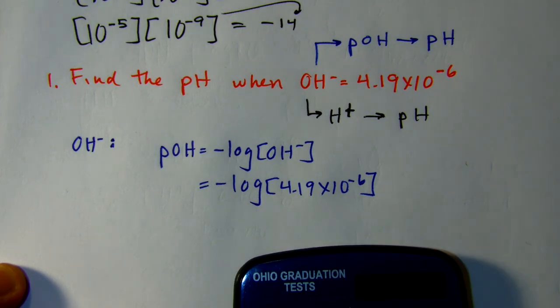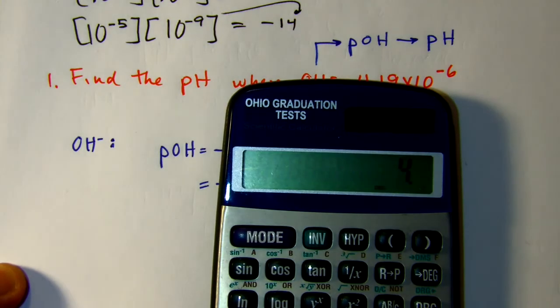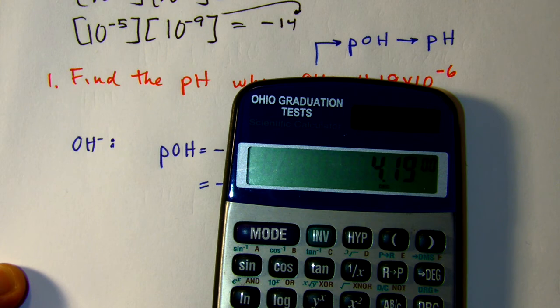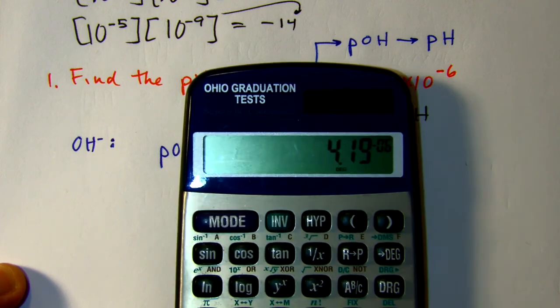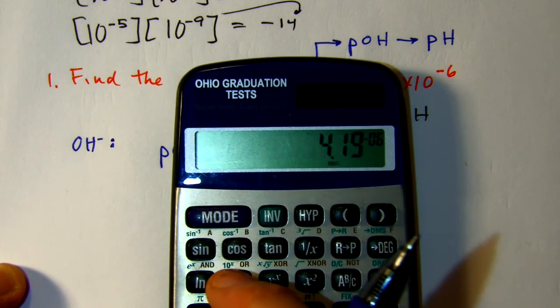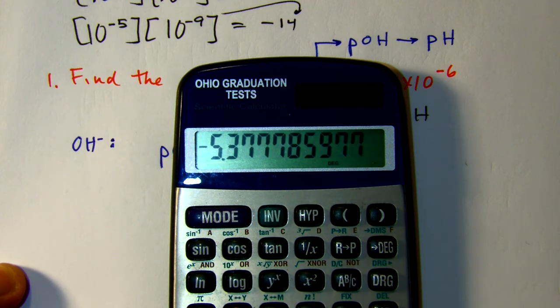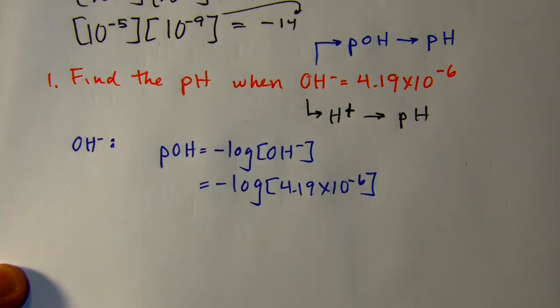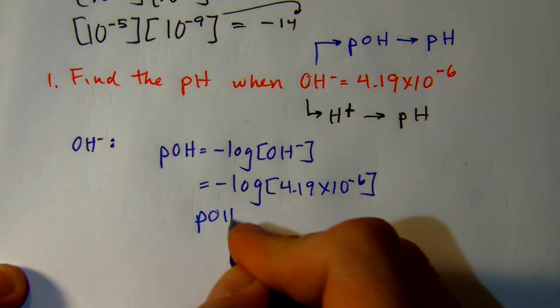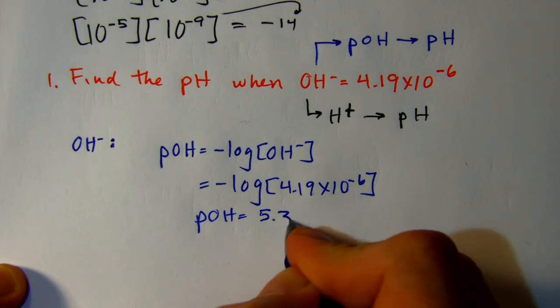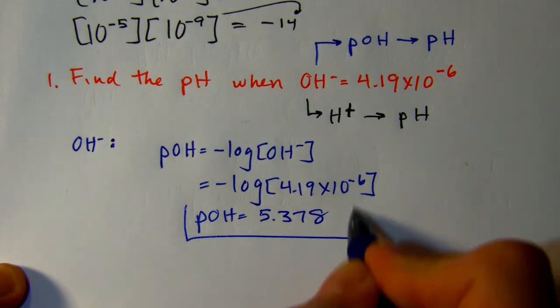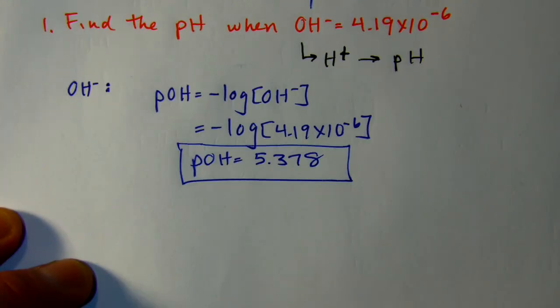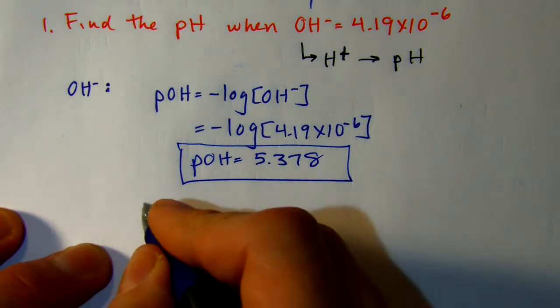Right, we're doing the blue version here, so let's do that. 4.19 times 10 to the negative 6, right? Take the negative log of that. Boom. Change the sign. Boom. So pOH is 5.378. But you were asked to find pH.